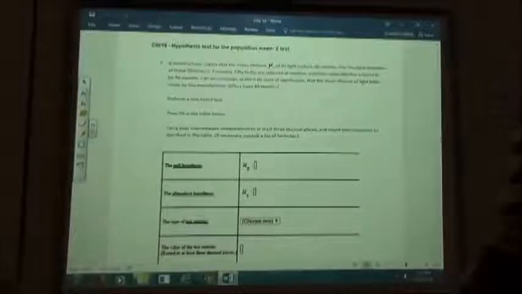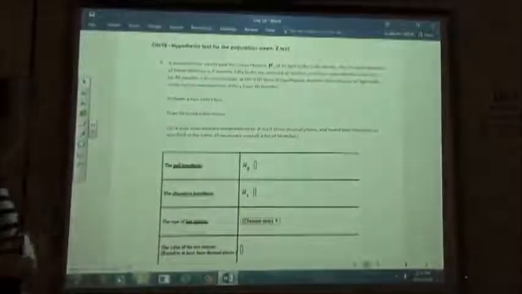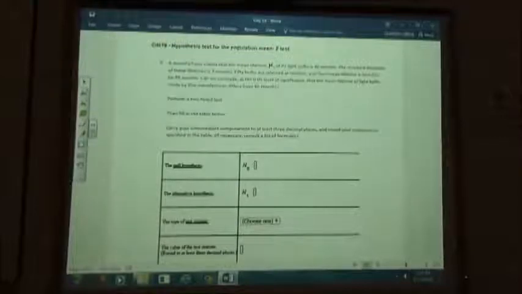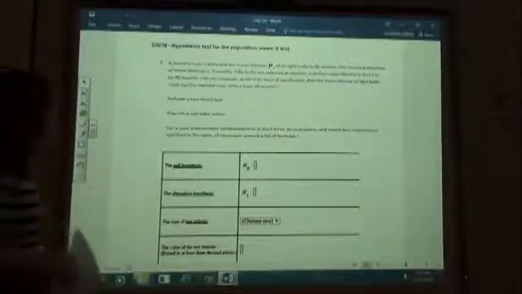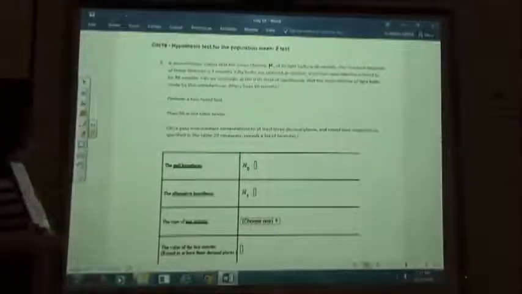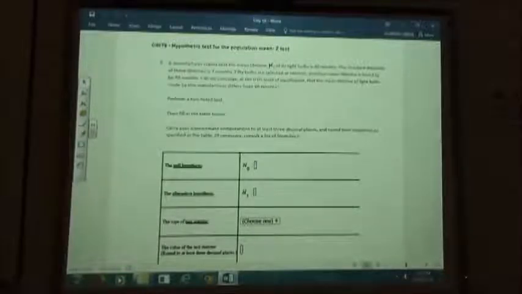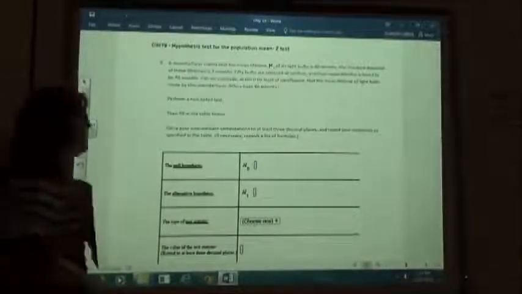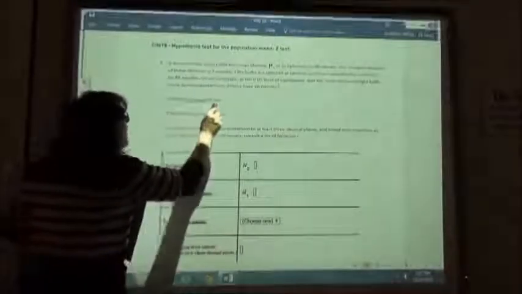All right, so what we're really going to be doing is what they call hypothesis testing to answer the question if this is true or false. It says a manufacturer claims that the mean lifetime of its light bulbs is 46 months. The standard deviation of this lifetime is 7 months. 50 bulbs are randomly selected, and their mean lifetime is found to be 49 months. Can we conclude at a 0.05 level of significance that the mean lifetime of the light bulbs made by this manufacturer differs from 46 months? It says perform a two-tailed test.